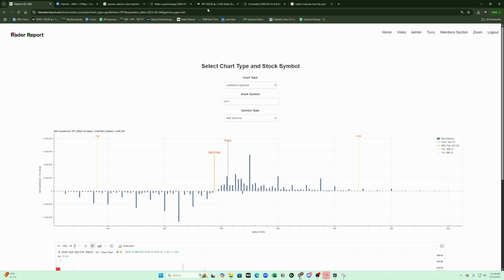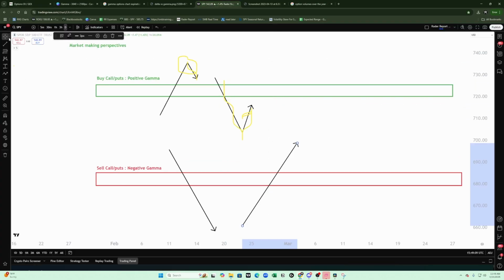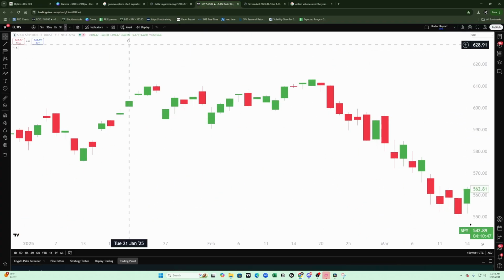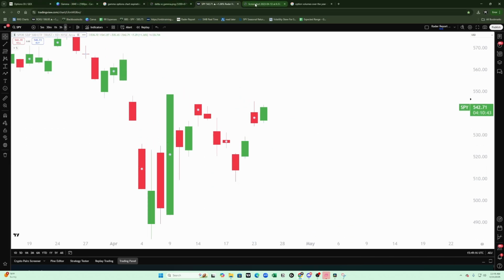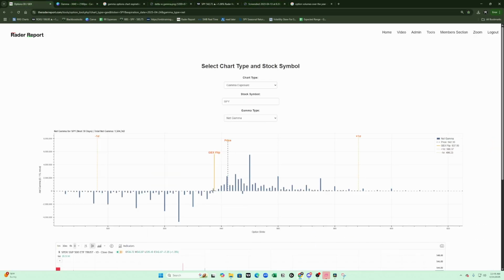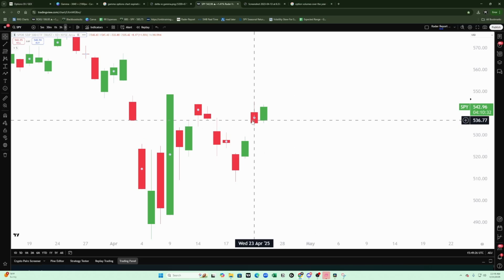So if we look at the chart here, 538, you can see that the negative gamma area started kind of below. If we look at this screenshot again, you can see below the 537 strike right here. And you can see the exact gamma flip is 537.50. And if we look at that right here on the chart, you can see that's 537.50.